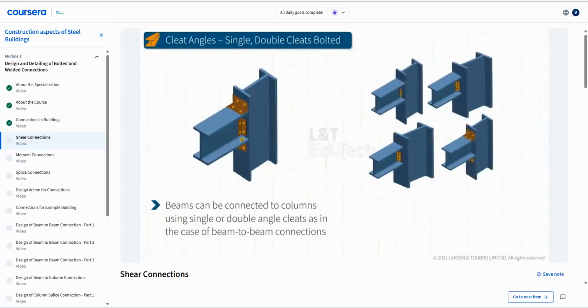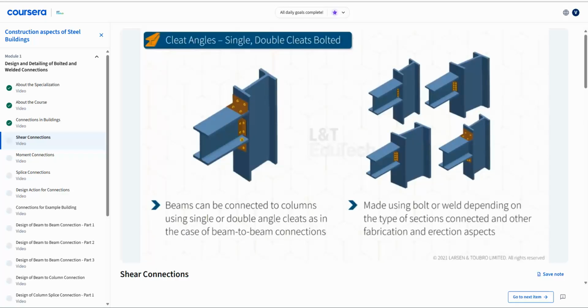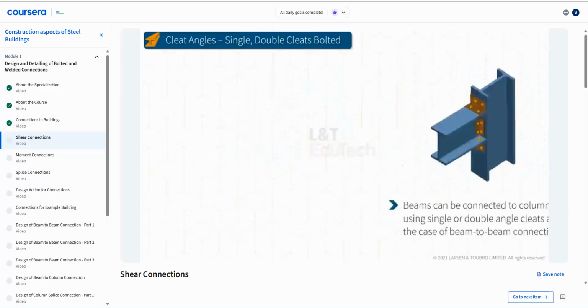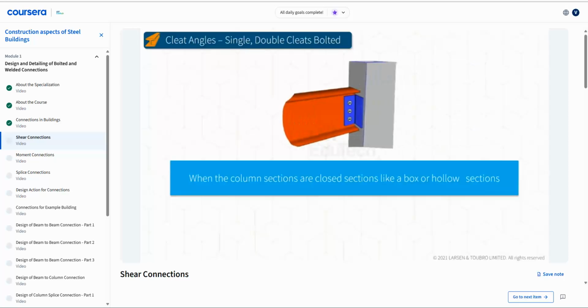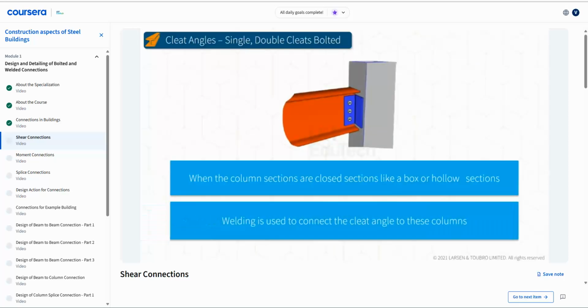These connections can be made using bolt or weld depending on the type of sections connected, as well as the other fabrication and erection aspects. For example, when the column sections are closed sections like a box or hollow sections, normally we will use welding to connect the cleat angle to these columns.